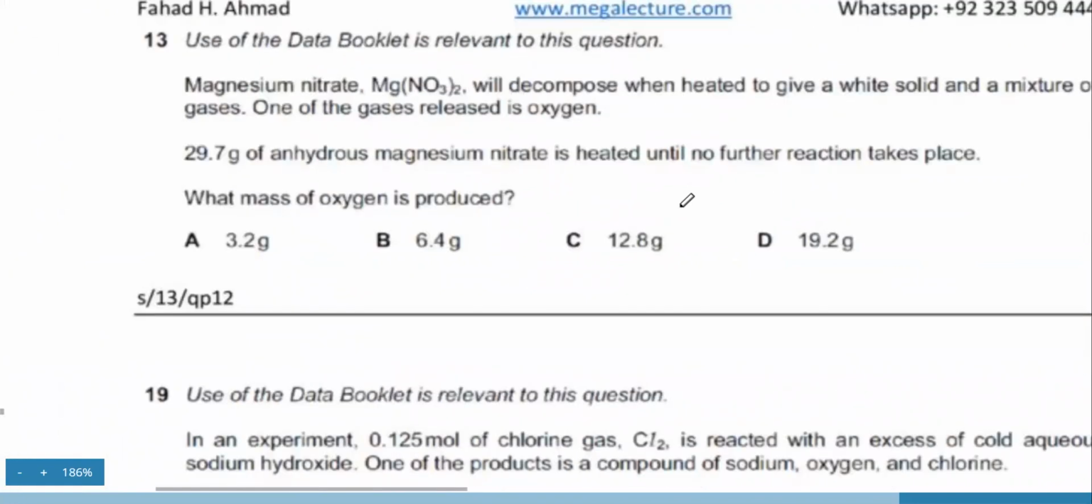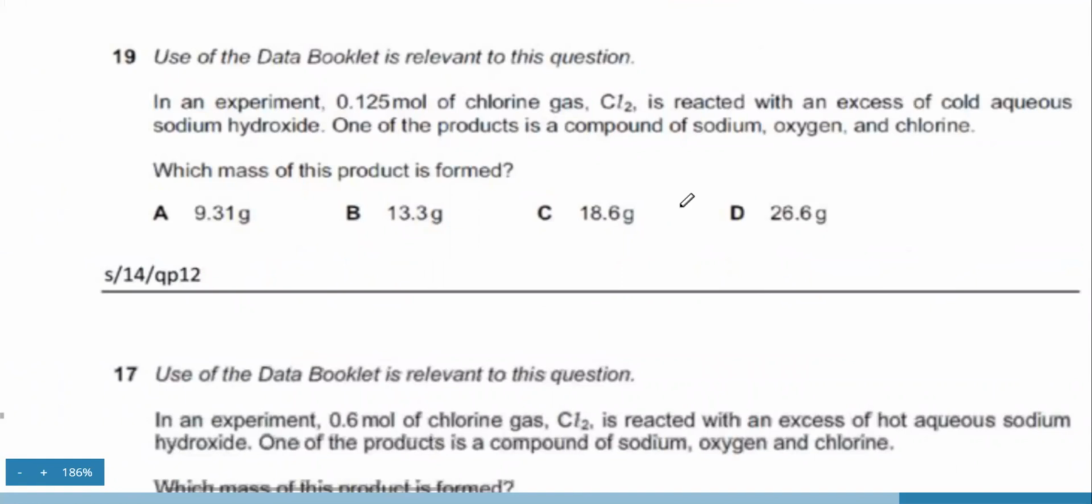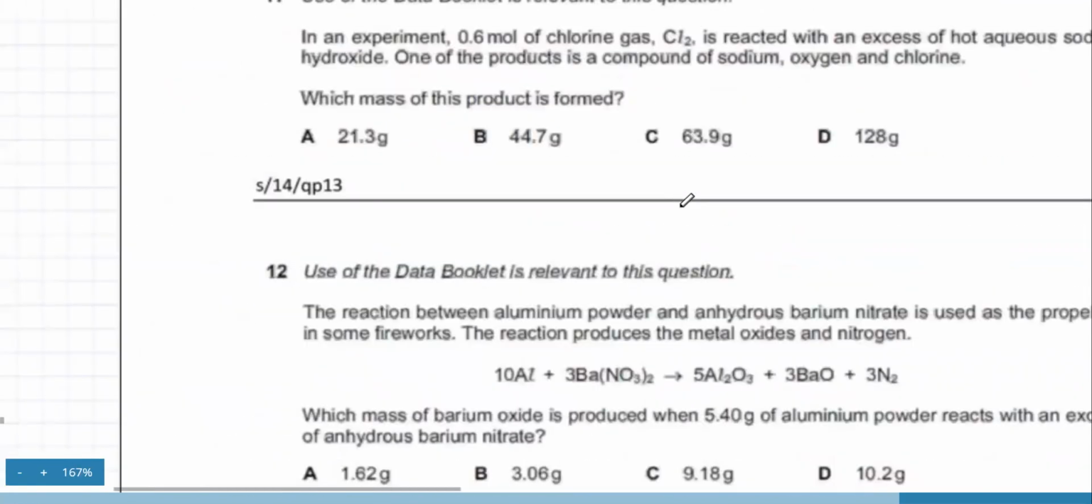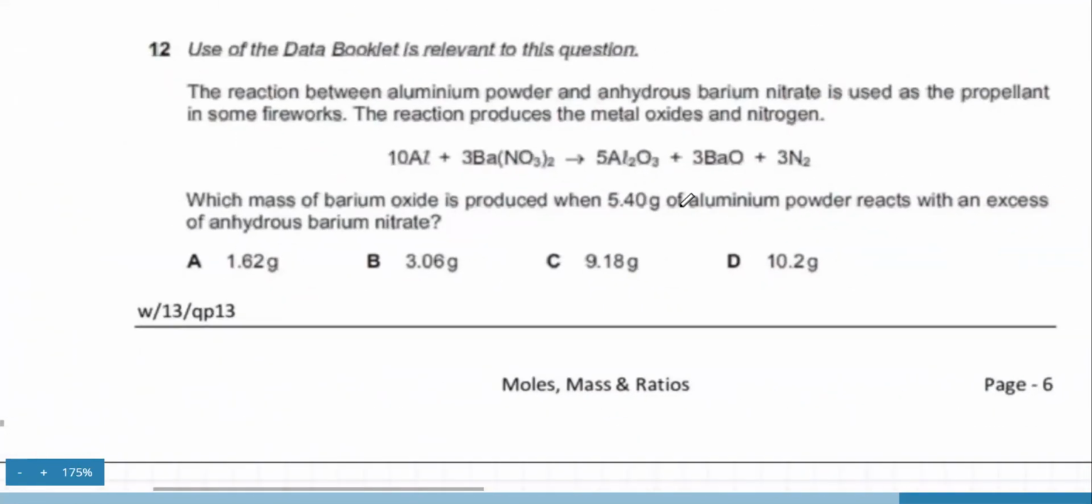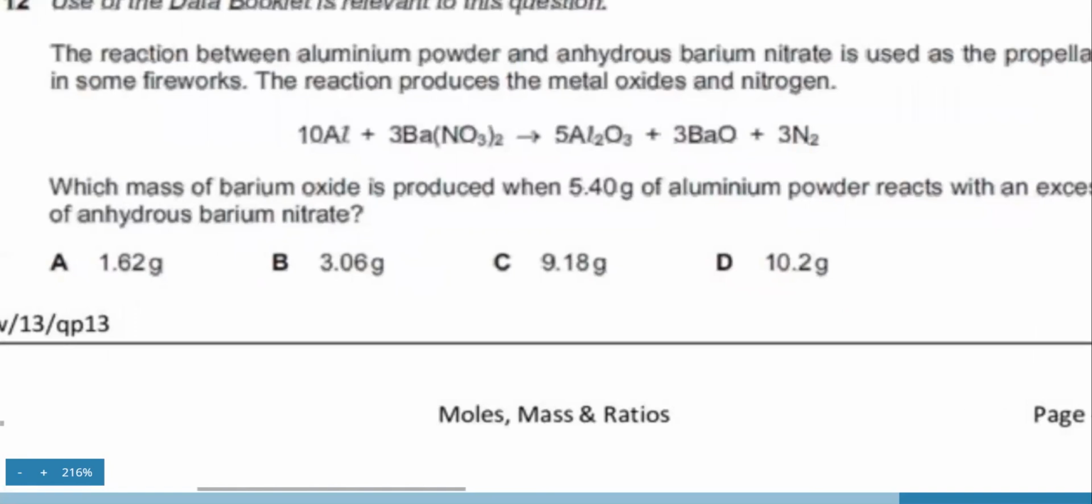This is again magnesium nitrate decomposition, and we can ignore this. Now this one, let's do this one. He's asking you to calculate the mass of barium oxide, right? Yeah. So you need to find the mass of this thing, and what you have is 5.4 grams of aluminium. So you're given the mass of this, this is 5.4 grams.